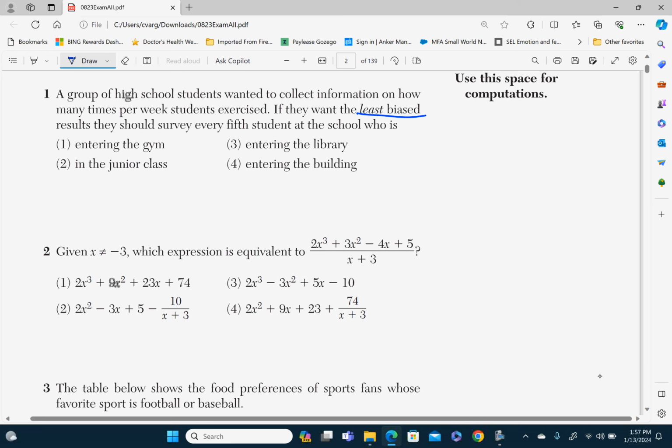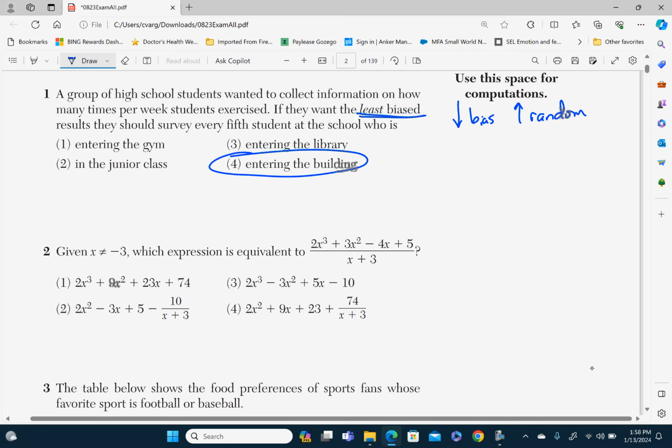So least bias, we did say this in the last test. To minimize bias, you need to maximize randomness. So to have less bias, you need to make it more random. That is the only thing you need to know for this question. Whether you get this right or not is irrelevant because we didn't really cover this. However, this is in Algebra 1, kind of just a common sense language problem, okay?